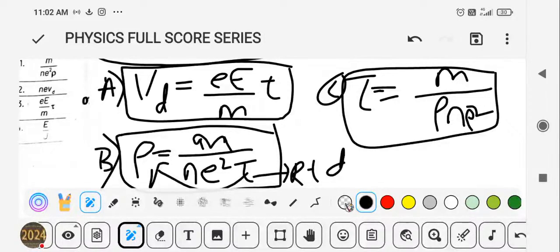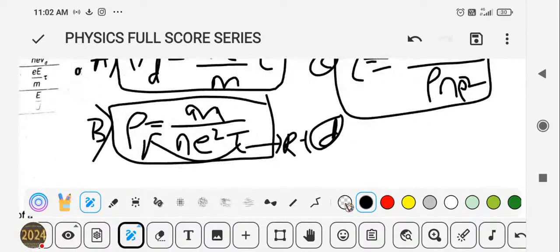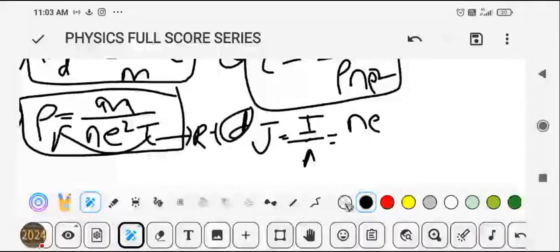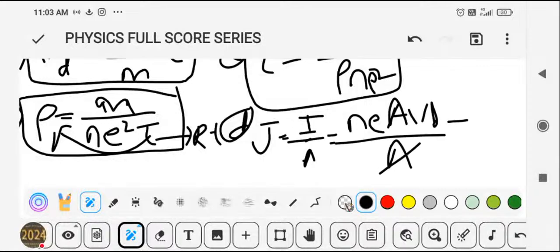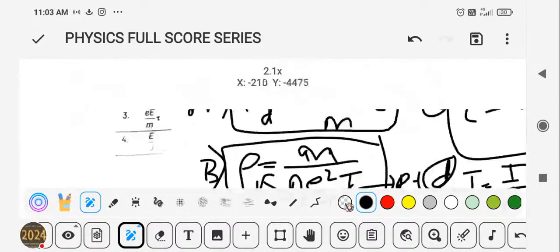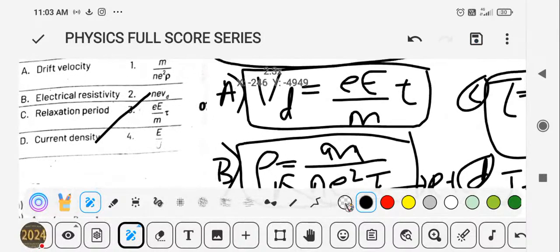Next, D they have given, that is current density. Current density we all know, we can derive it: J is equal to I by A, current by area. Then the current can be written as n e A into Vd, n e A into Vd by area. So A and A get cancelled here. We are left with n e Vd. This option is matching with n e Vd. This is matching with the current density. This is how we have to derive that.